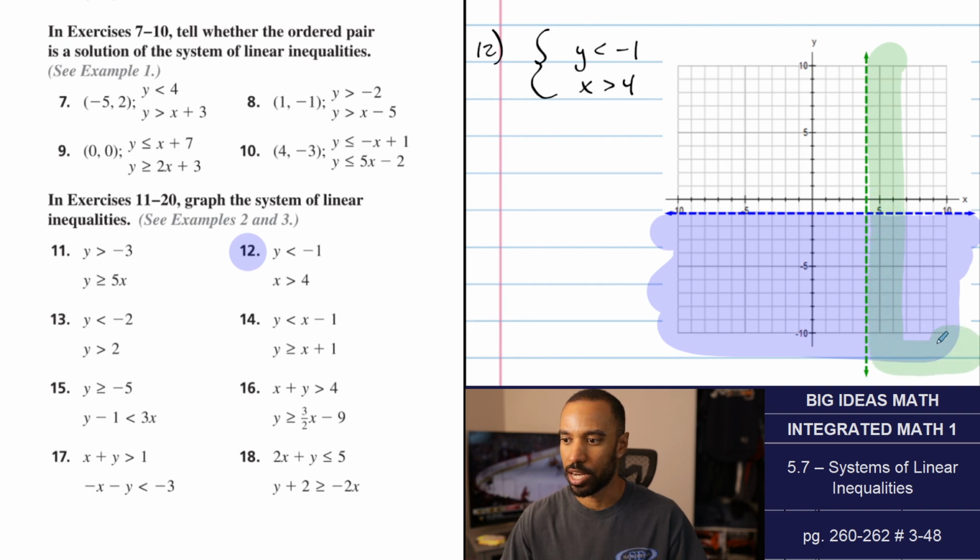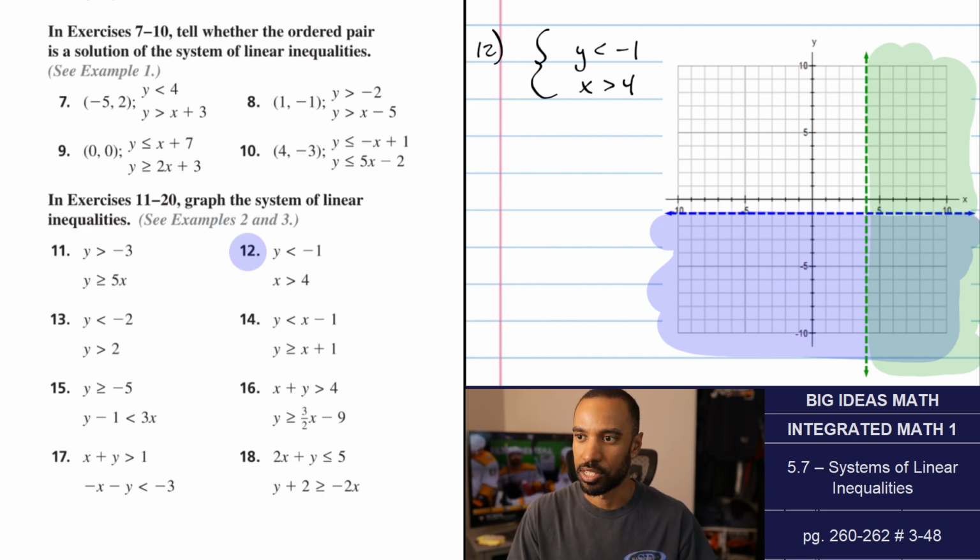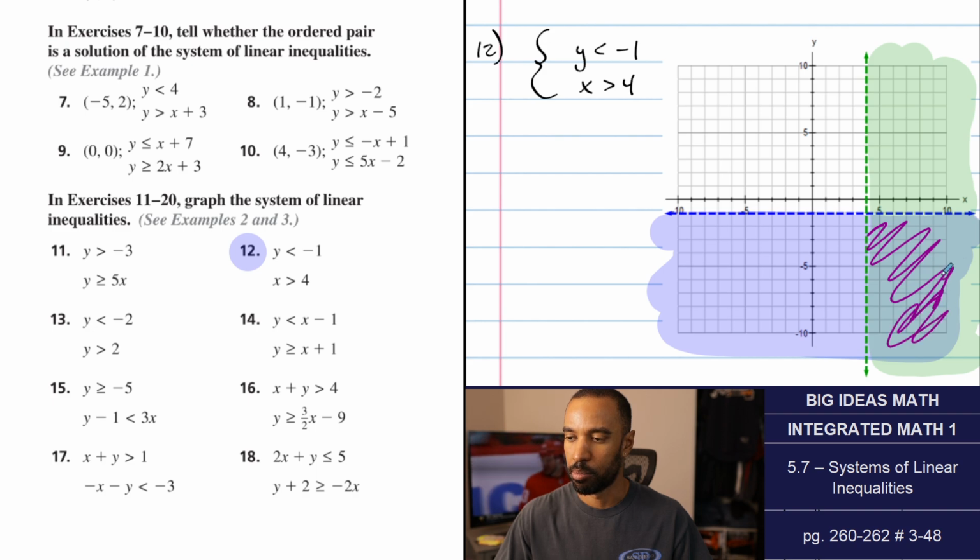So the overlapping shaded region is the one in the bottom right, I can't call it a quadrant, but the region right here, that bottom right area. So this is that set. I got to find a better way to do that. Maybe like that. Okay.